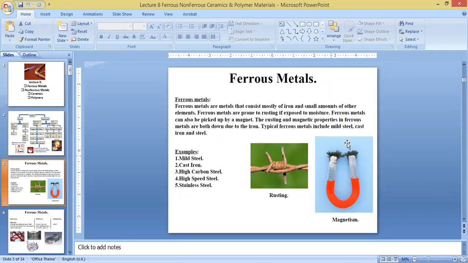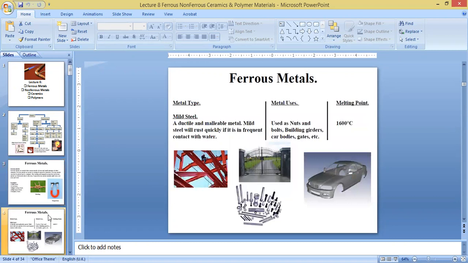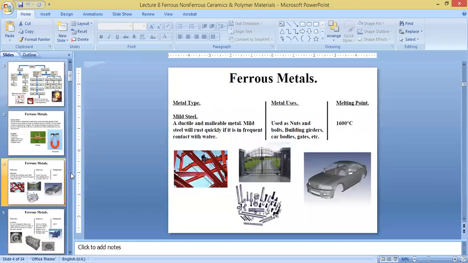Magnetism: we know that ferrous metals are highly magnetic, so they are easily attracted to a magnet. Applications, this you also need to know. You need to understand what ferrous metals are and where they are used.